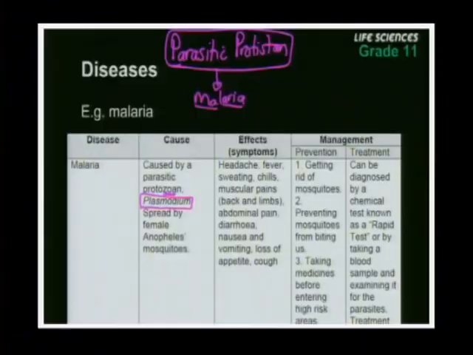Plasmodium is carried by a very, very special and specific kind of mosquito called the Anopheles mosquito, and I'll show you what those look like in a second. However, not all Anopheles mosquitoes spread this disease. It's actually only the females.